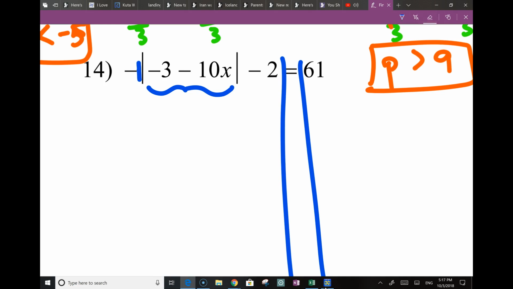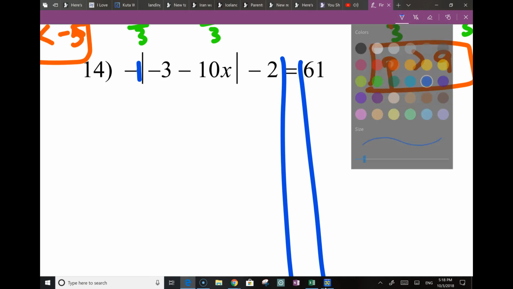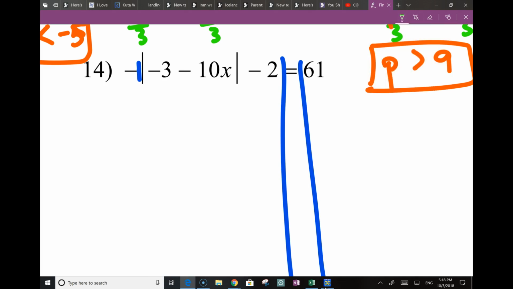By now, you should know that you cannot simply distribute this thing inside, okay? So what I want to do first, after putting the 1, is I want to get rid of this -2. Not because it's bothering me, but because this is what you have to do. You have to eliminate anything beyond the absolute value signs. So addition property will quickly take care of that. This becomes a 63.